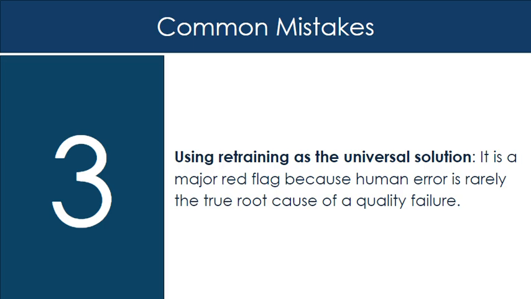Mistake 3. Using retraining as the universal solution. It is a major red flag because human error is rarely the true root cause of a quality failure. Training or retraining often is a component of a corrective action process, but should not be the main method. Like the previous issue, focus on processes, not people. Training is appropriate when lack of knowledge or skill is the root cause. It is not appropriate when the actual cause is poor equipment design, confusing procedures, inadequate resources, poor communication, excessive workload, missing controls, inadequate supervision, or process design problems.